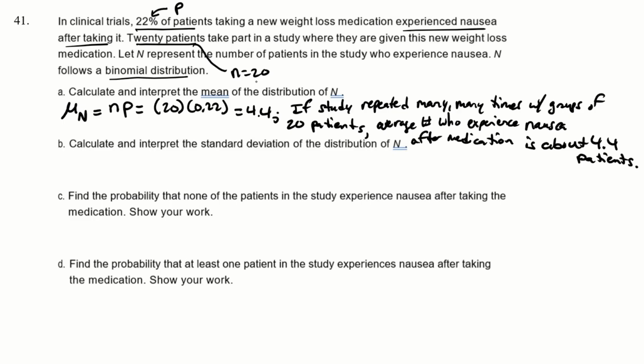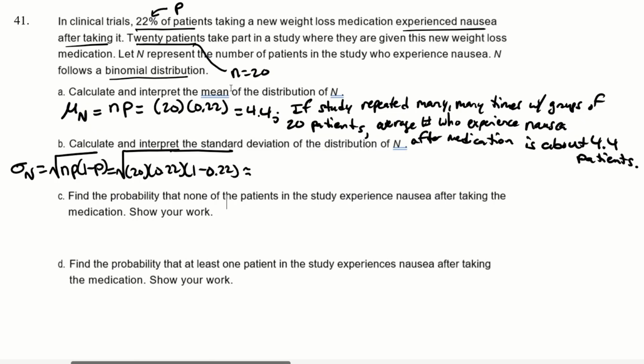Okay. So now we're going to calculate and interpret the standard deviation. The formula for standard deviation for binomial, which is in the formula sheet, is square root of n times p times 1 minus p. So we have square root of 20 times 0.22 times 1 minus 0.22. All right, I'm going to calculate that. We get about 1.85.